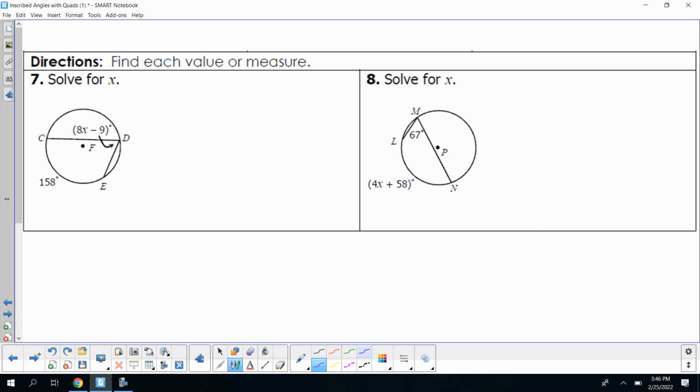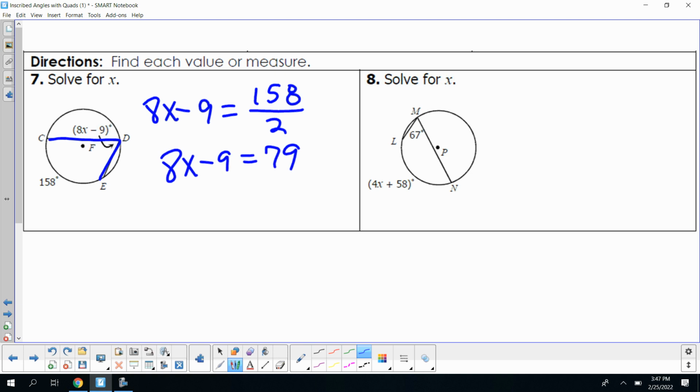Okay, let's take a look at number 7. For number 7, they want us to solve for x. So remember, our inscribed angle is going to be half of the arc. So I can take the inscribed angle, 8x minus 9, and I can set it equal to 158 divided by 2. So that gives me 8x minus 9 equals 79. So 88, sorry, 8x equals 88, which gives me x equals 11.